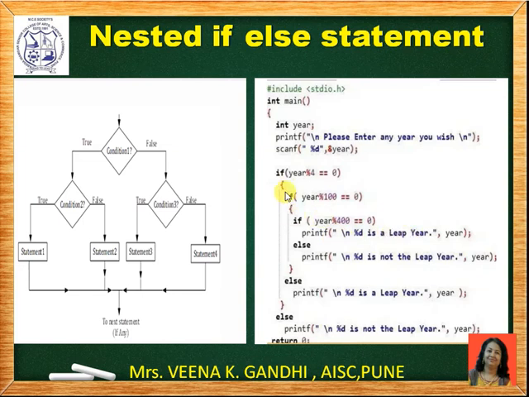Now the first condition is 2004 divisible by 4, yes. Then check for the century year. It is not a century year because the remainder is not 0. So it will come directly to the else part, and print %d it is a leap year.